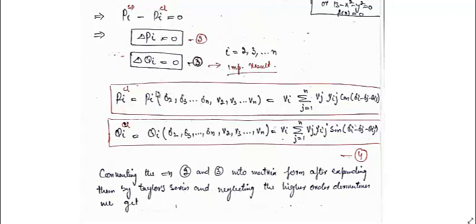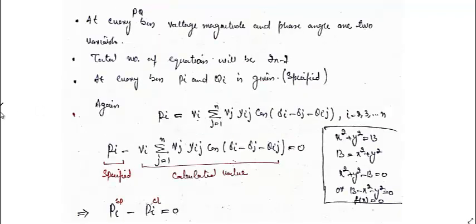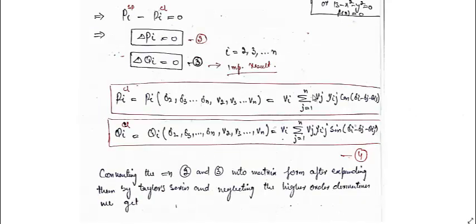Actually, this Pi calculated will be equal to this value, because you can see this Pi, we have taken to be the calculated value, and this Pi will be this value. I have written it again: Vi summation j equal to 1 to n Vj Yij cos of delta i minus delta j minus theta ij, and I have written it as Pi. I have actually dropped the subscript 'cal' also.